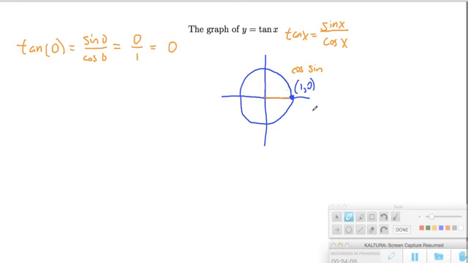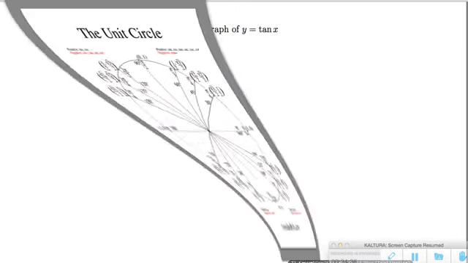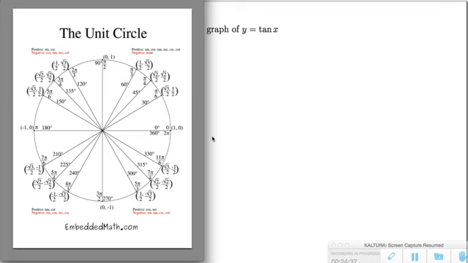Next, how about we do pi over 4? So if we rotate up to pi over 4, recall, if you're looking at the unit circle, the coordinates of the points corresponding to pi over 4 are, well, just to jog your memory, we'll look at the unit circle here. Unit circle for pi over 4 is square root of 2 over 2, comma, square root of 2 over 2.